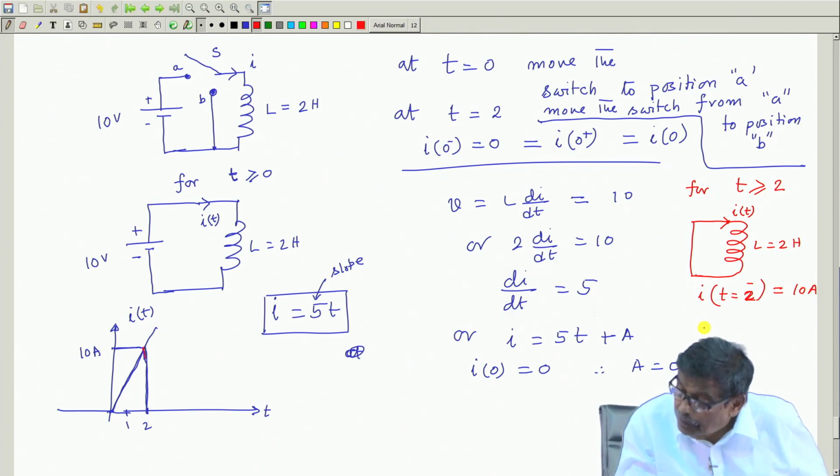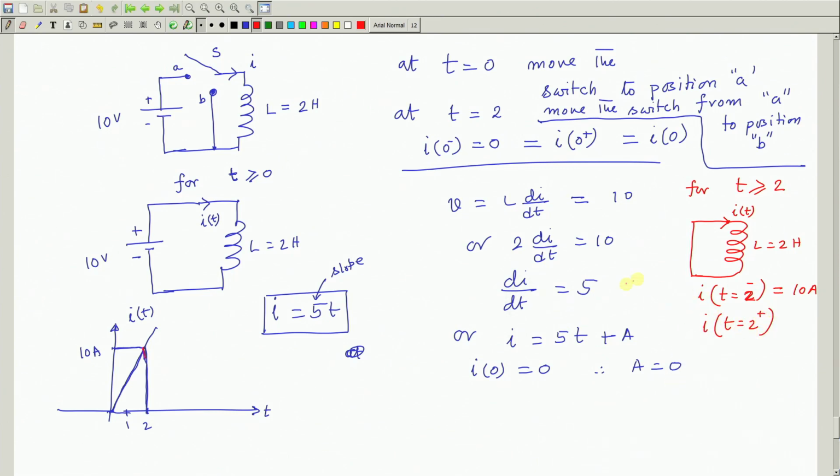Now, the question is what will be the current at t equal to 2 plus, just immediately after 2 seconds. Current through the inductor cannot change instantaneously. Therefore, if in the blue curve you sketch the current, I will sketch it separately here, with a red color.